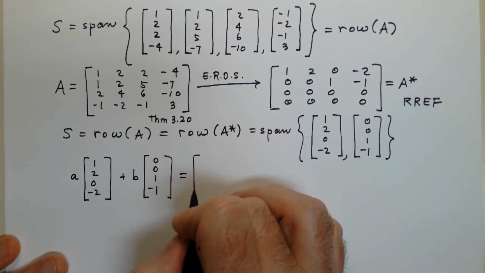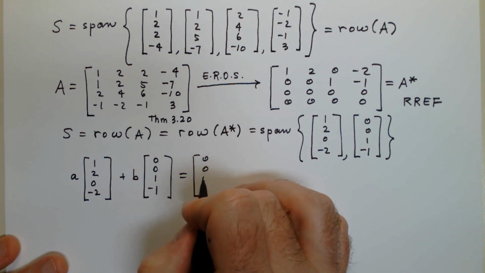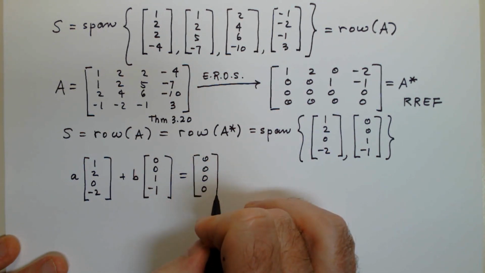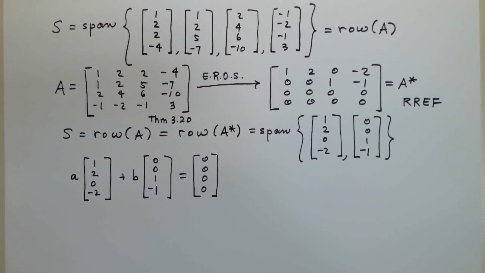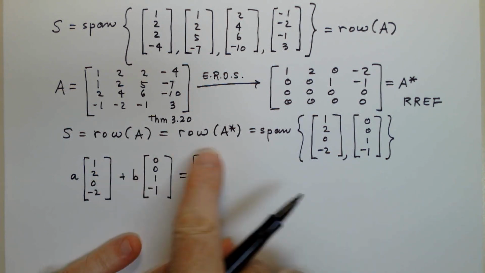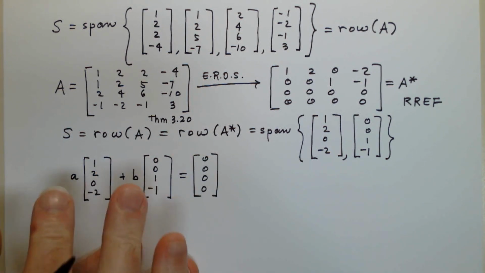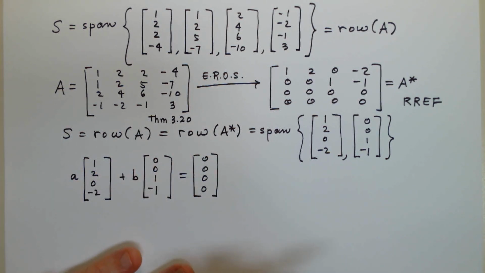And I'm going to set that equal to the zero vector. All right, and I'm going to see what kind of solutions there are to this equation. Now, I claim that there's only two of these rows that matter. Everything's going to be revealed already by two of these rows.